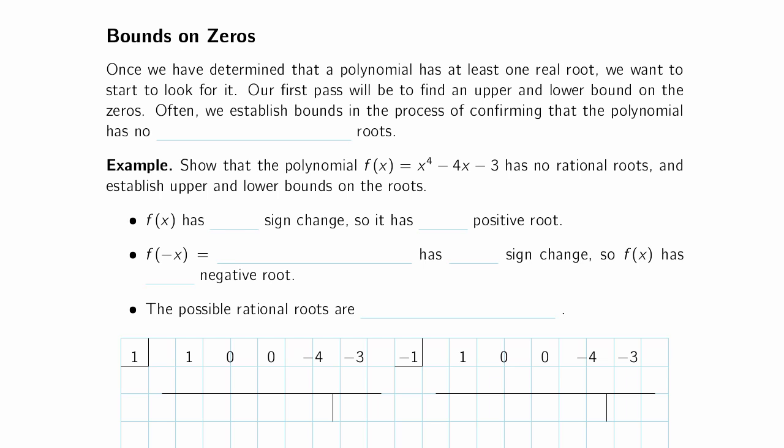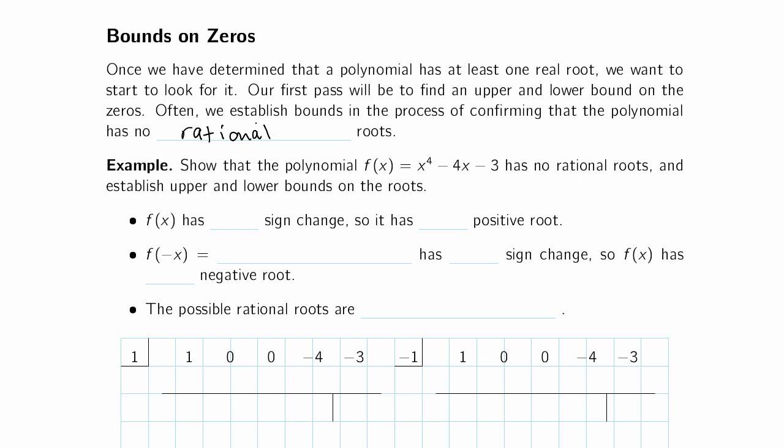Once we know that a polynomial has a real root somewhere, we want to know where to start to look for it. Our first pass is going to be to establish upper and lower bounds on the zeros. Remember, we had a method of doing that using synthetic division. And often we'll be lucky enough to establish bounds on the roots in the process of showing that the polynomial has no rational roots.